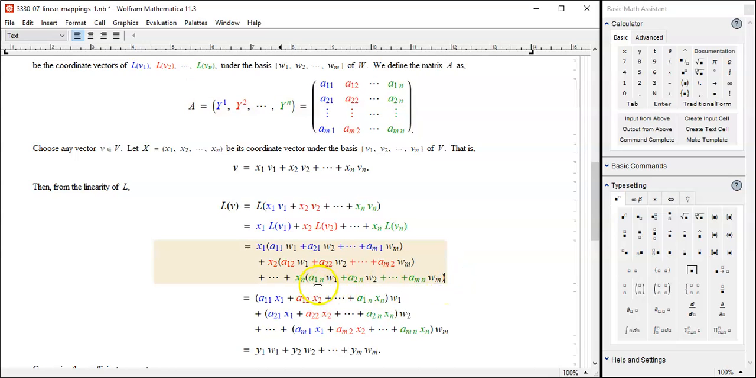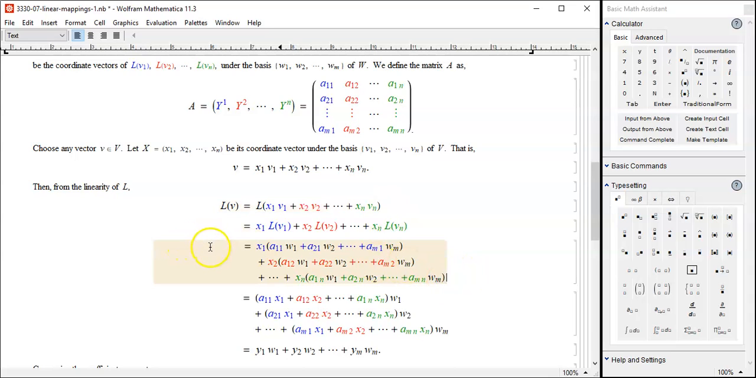So what do we have? A1n W1, A2n W2, all the way up to AMN WM. And then what are those x1, x2, x3, all the way up to xn? Those used to be there before, which eventually came from the coordinate expression of v.